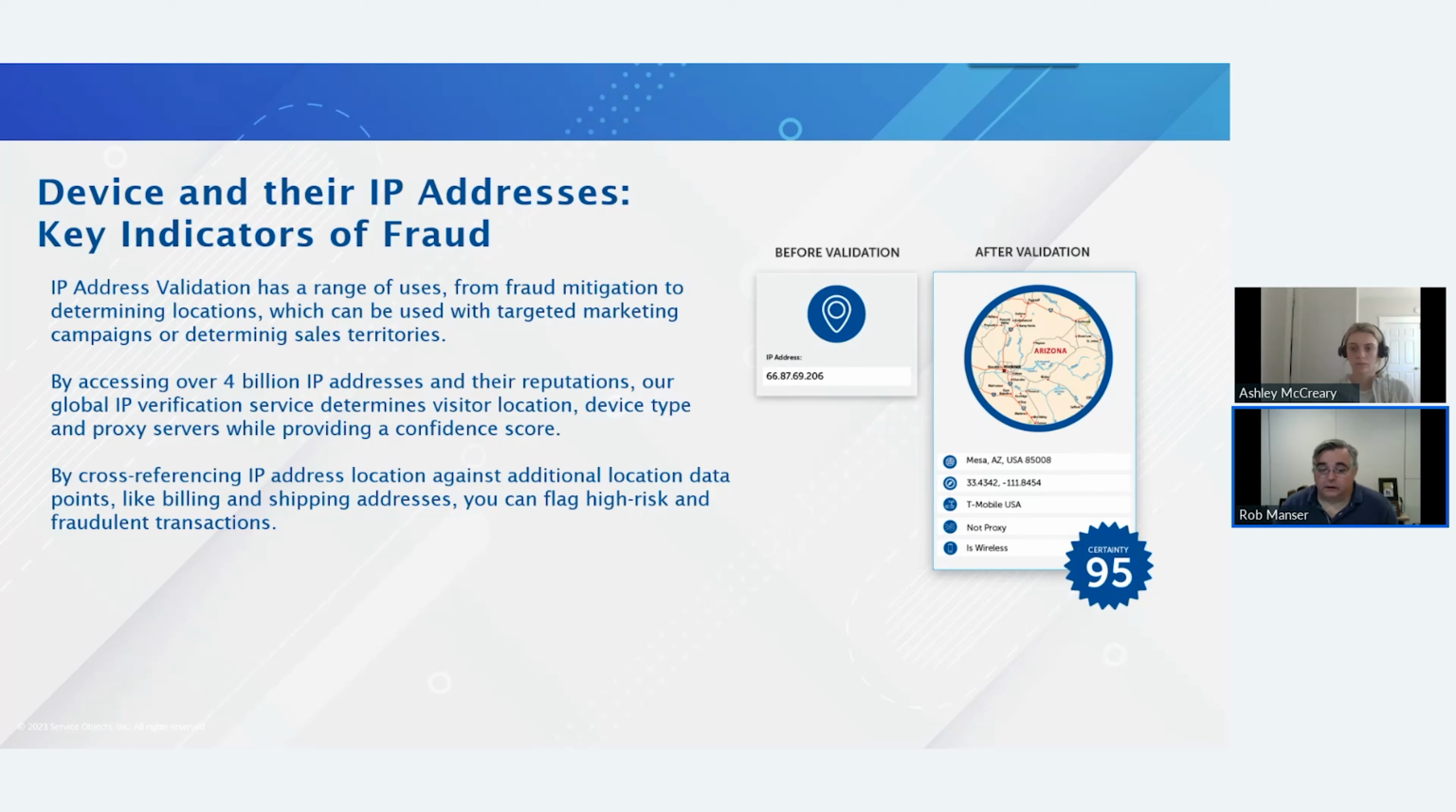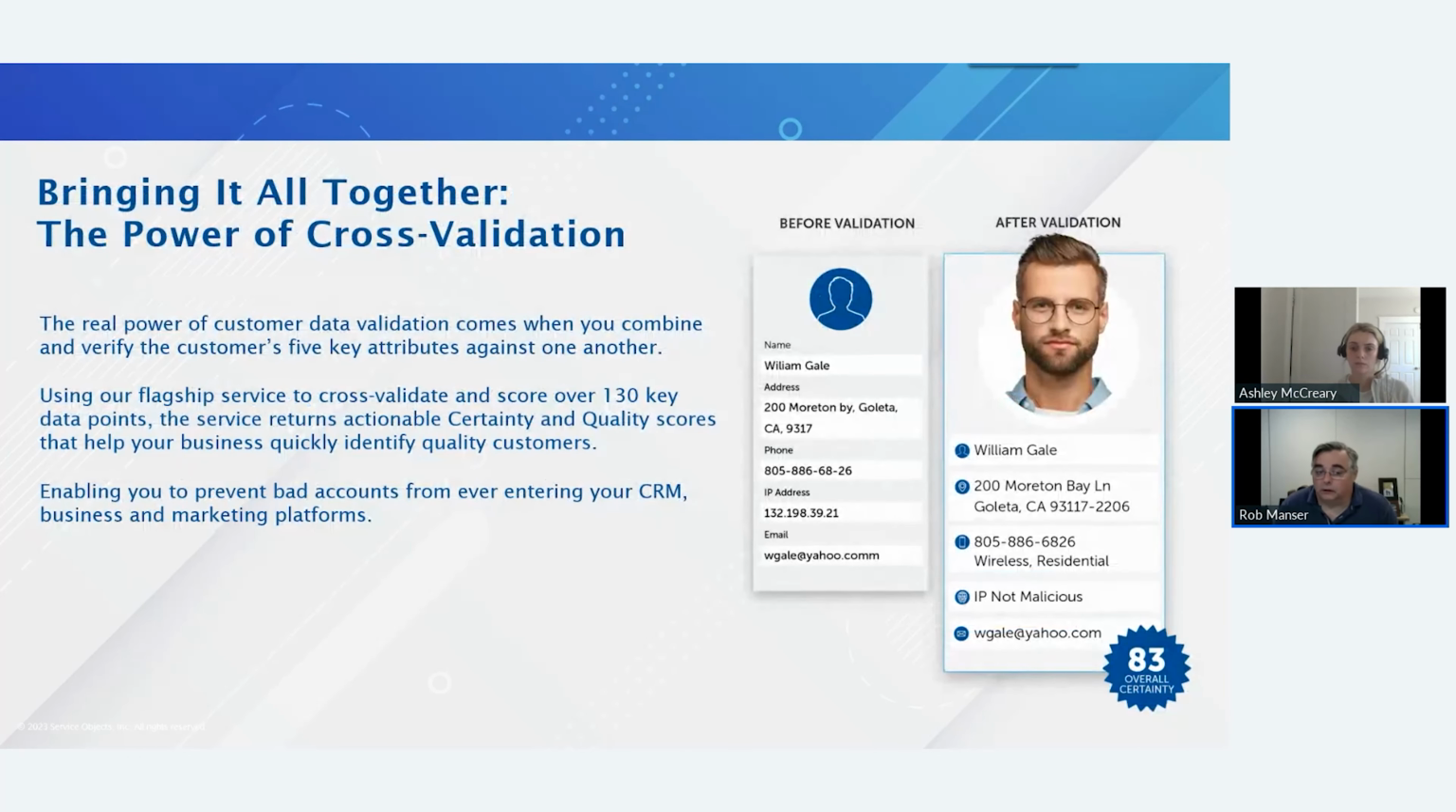That being said, when we talk about these 5 key elements alone, you can gain real insight into the legitimacy of your customer data. But the real power comes when you cross-validate them against each other. And that's what we've been talking about. Based on the 5 customer data attributes, we're able to derive over 130 key data points. So from name, address, phone, email, and device, we're able to extrapolate 130 plus key data points. And we're always adding more here.